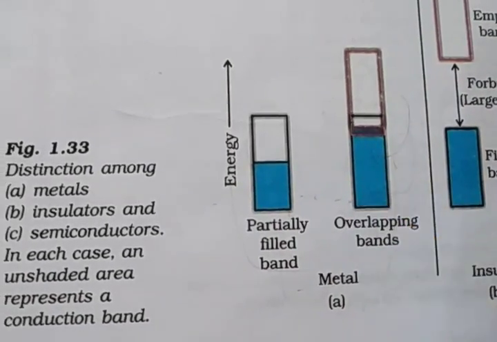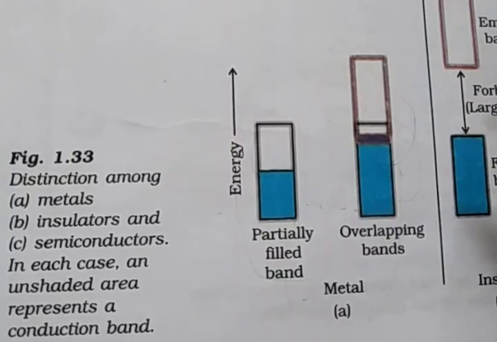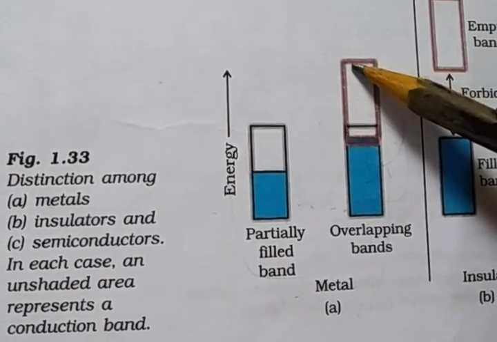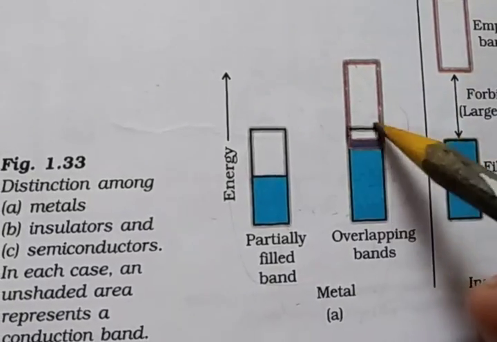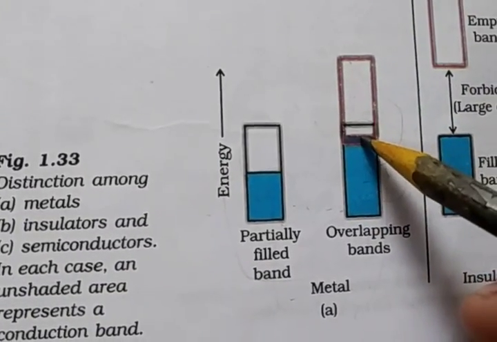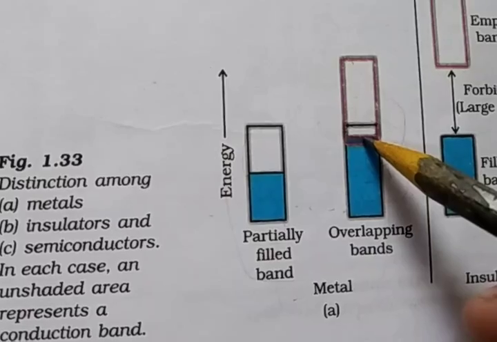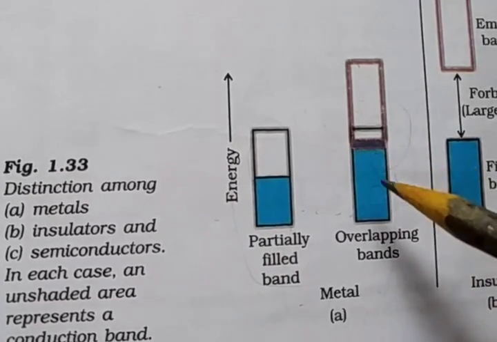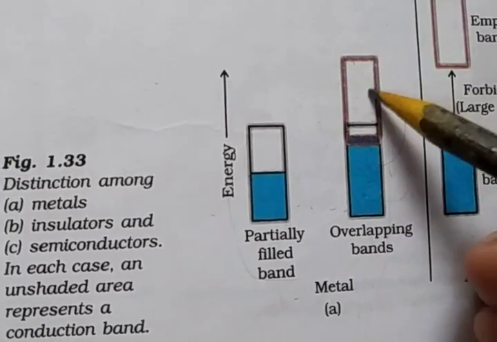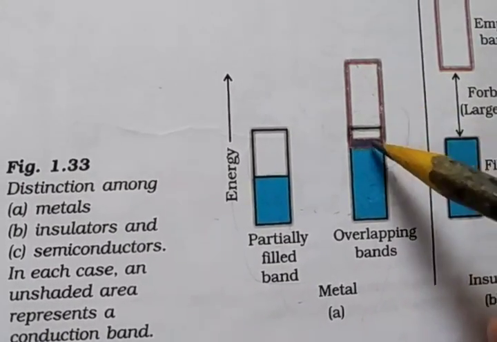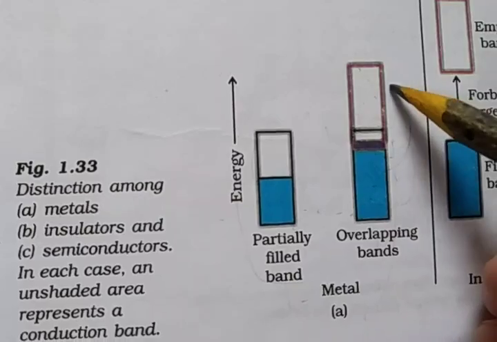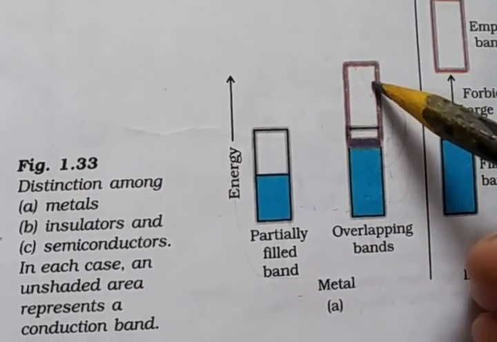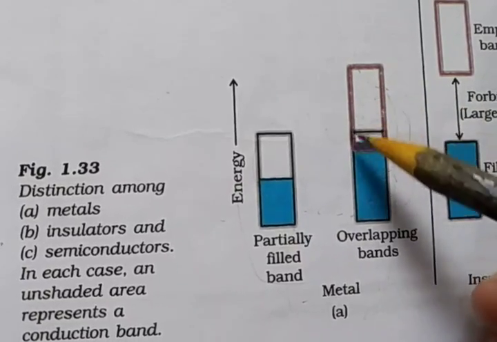Conductivity depends on the gap between the filled valence band and the next higher unoccupied band. Here in metal it is small. If the gap between the filled valence band and the next higher unoccupied band is small, electrons easily jump and can flow easily under an applied electric field.